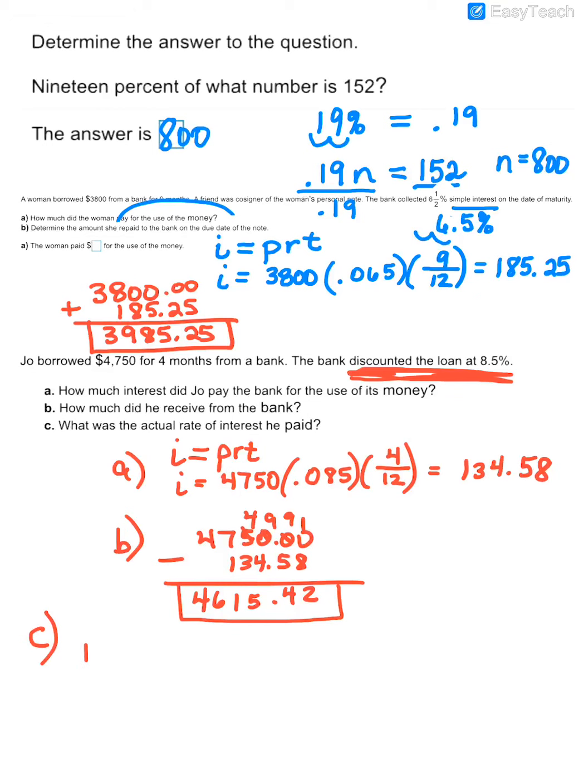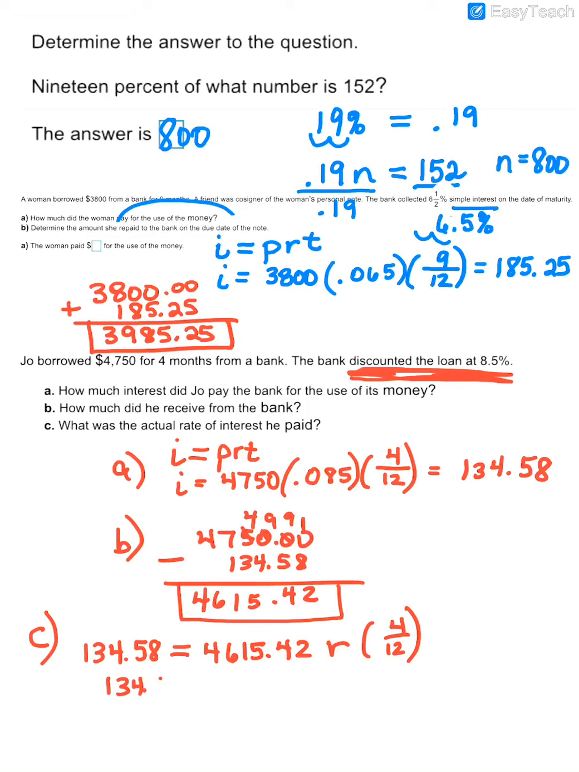So she paid $134.58. Normally you pay that at the end of the note, not at the beginning. And so what we're going to say in this case is she's paying that for the money she received, which was $4,615.42. We want to look at what rate of interest that would be for her specified 4 months out of 12 to really look at what rate of interest she had.